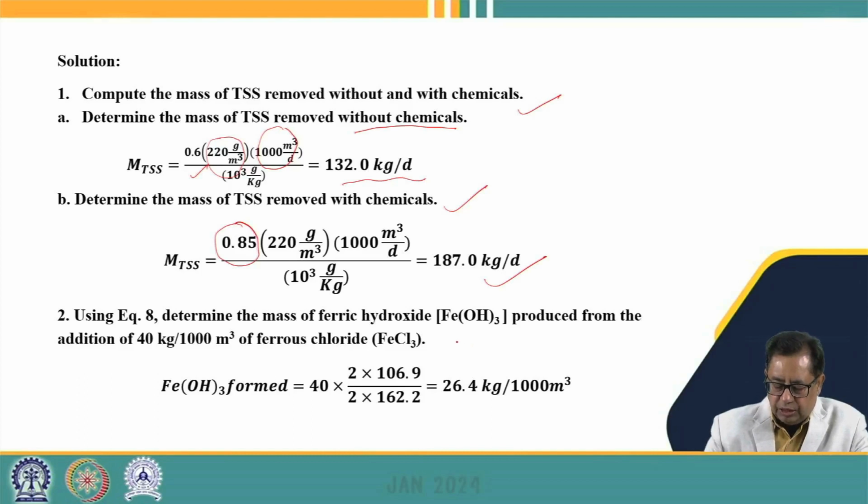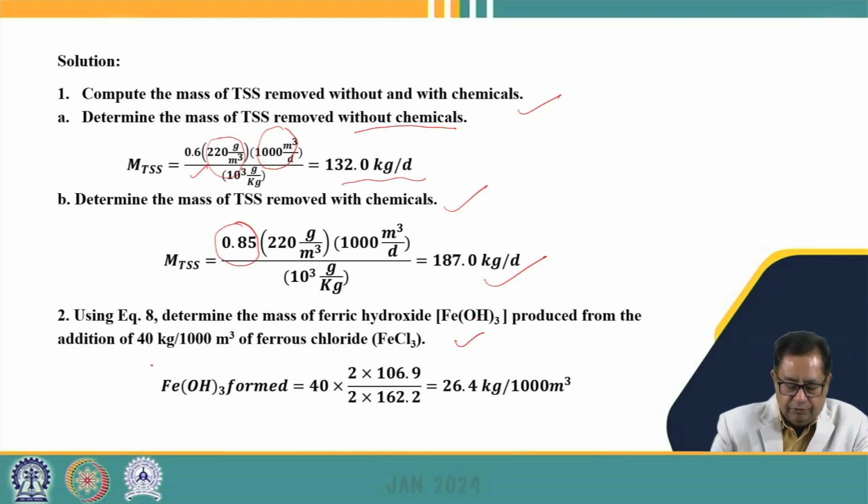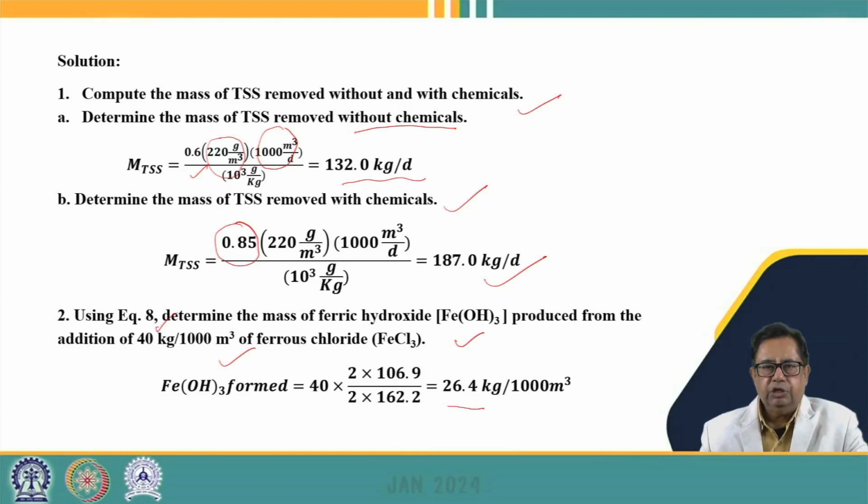Similarly, we also need to calculate how much ferric hydroxide precipitate will be formed when we are adding 40 kgs per 1000 cubic meter of ferric chloride. So here the ferric hydroxide that can be formed, we can find out from the equation 8 that we have already discussed. So the amount of ferric hydroxide that is formed is nearly 26.4 kgs per 1000 cubic meters.